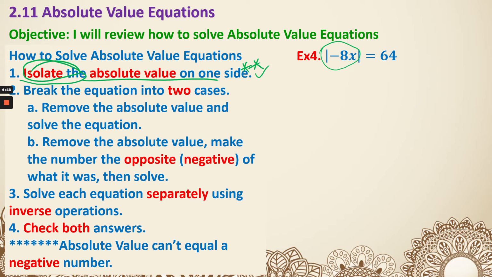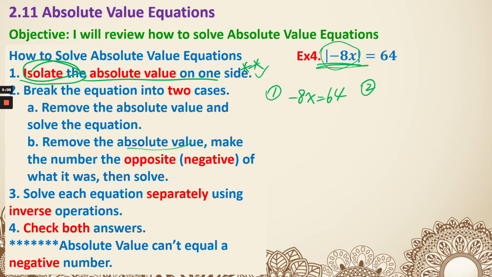Step 2, break the equation into 2 cases. So to keep your work very organized, let's start making 2 cases. But again, you have to make sure your box is isolated before you can separate the cases. First case, remove the absolute value and just solve. I'm going to remove it, so I have negative 8x equals 64.